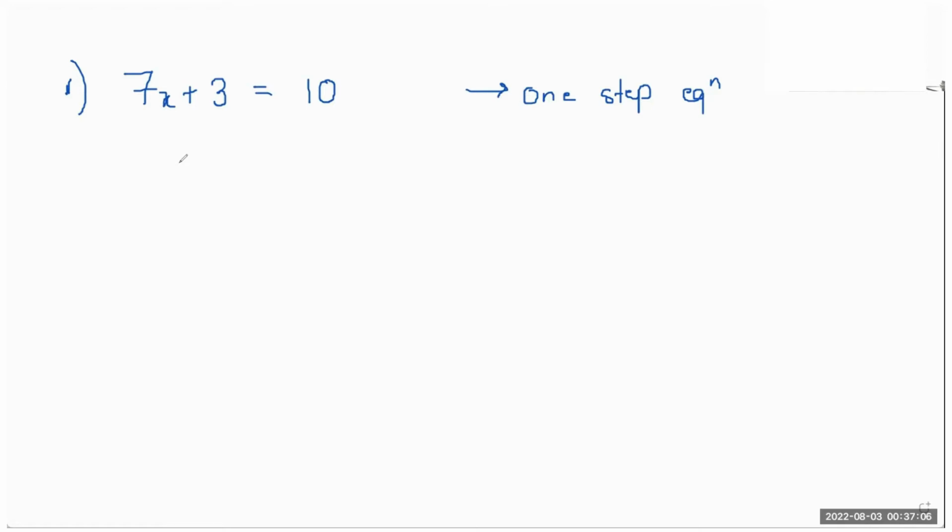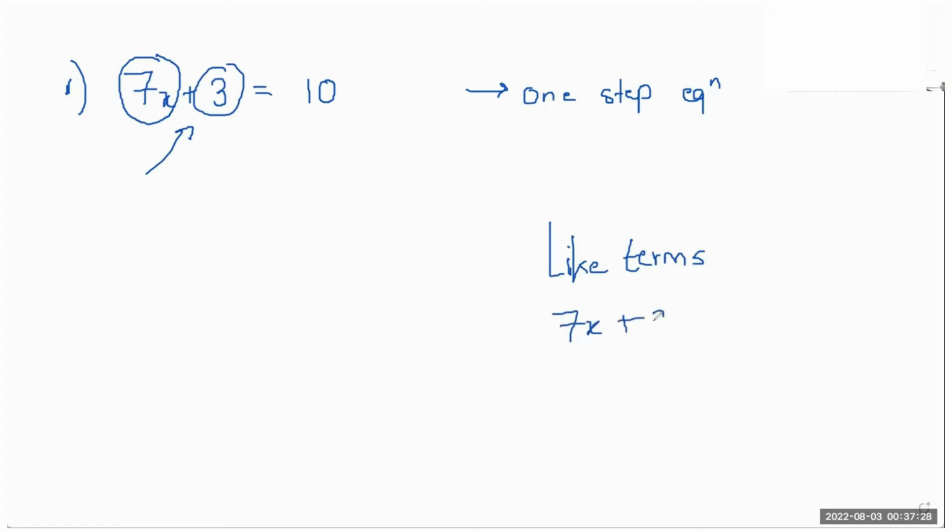It's 10. You can't do 7 plus 3 because this is 7x and this is just 3. You can't add variables like that, right? You can add a variable with a variable. You remember like terms? I taught you this. You can only add or subtract like terms, right? If there is 7x and the other was 3x, then you could have said it is 10x. But one is 7x, the other is just 3. This does not have any variable associated with it.